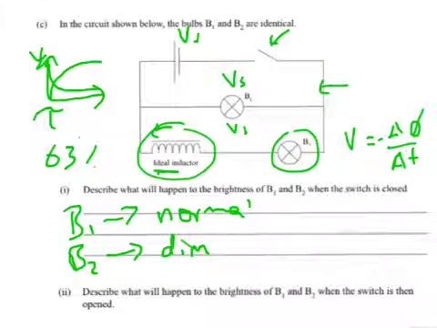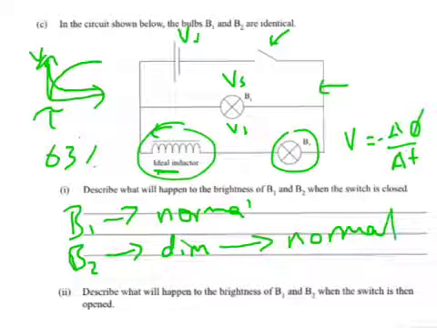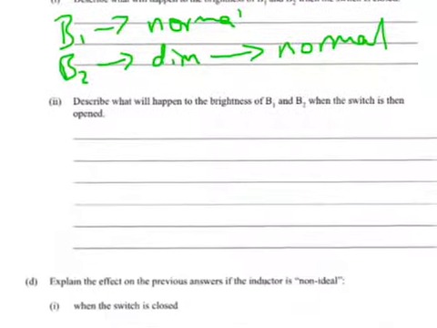In any case, that means the bulb's going to go from dim to normal brightness, and it's normal brightness because it's an ideal inductor, again no resistance affecting that. So at a steady state, B1 and B2 both have the same voltage, both operating at the same brightness.